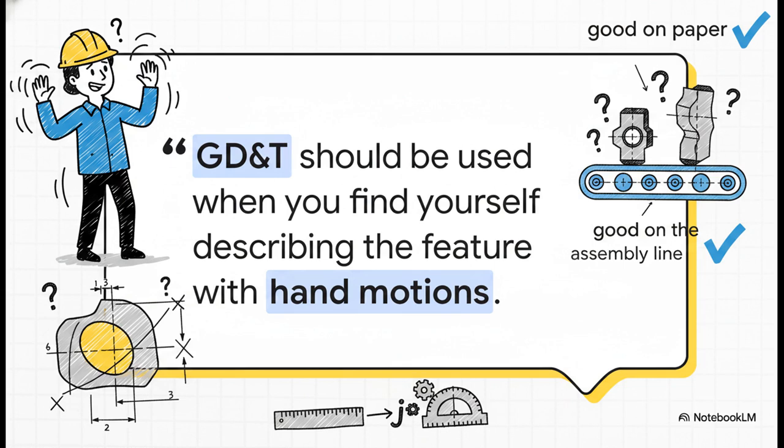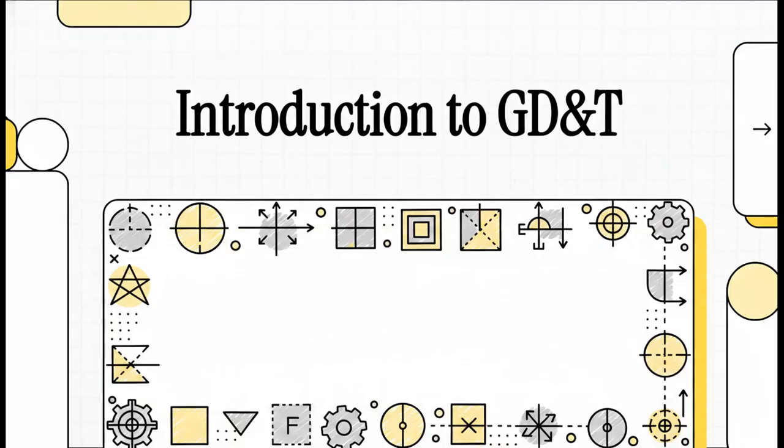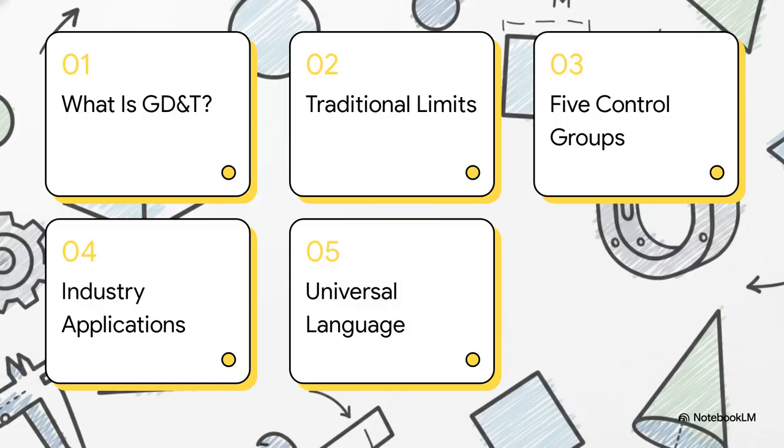When those old school dimensions fail to communicate your actual design intent, we need a better language. We have to stop wasting time and money, and we absolutely need a way to ensure that good on paper actually translates to good on the assembly line. So welcome to Lesson 1 of our Master Course. Today, we are diving into the introduction to GD&T and really exploring exactly why modern engineering uses geometric tolerancing to evolve precision. Here's our roadmap for today's explainer.